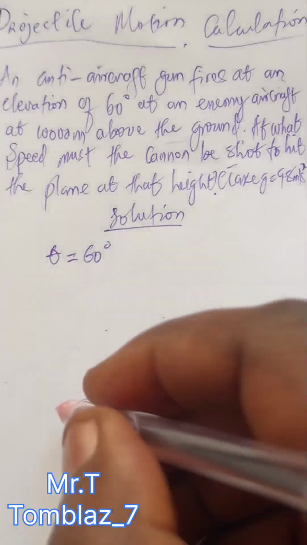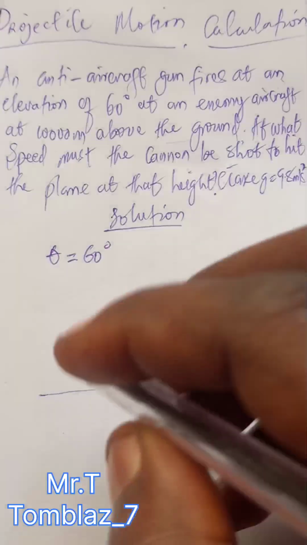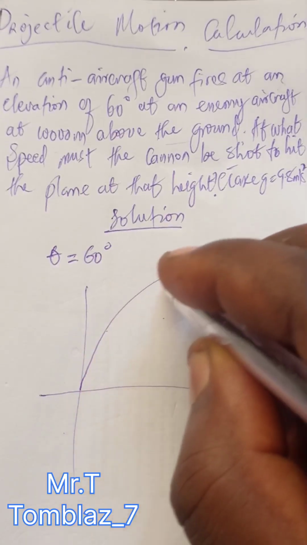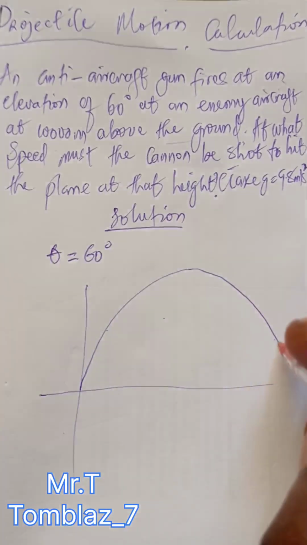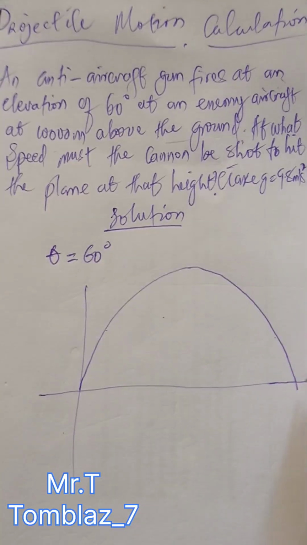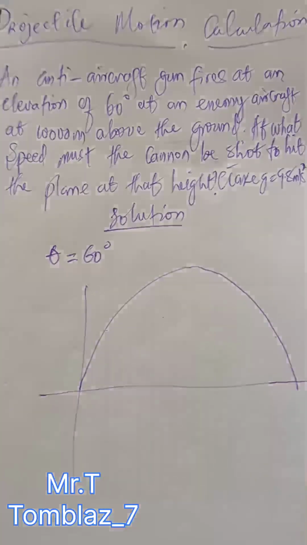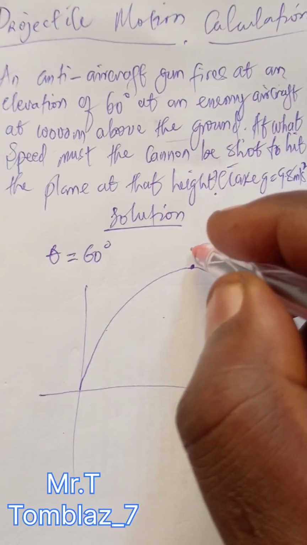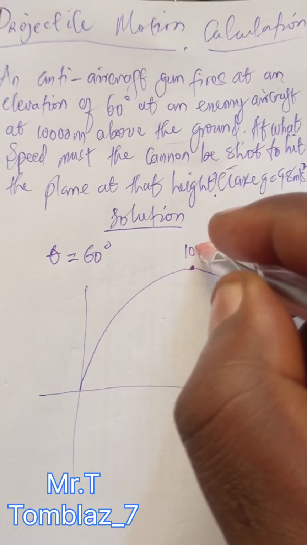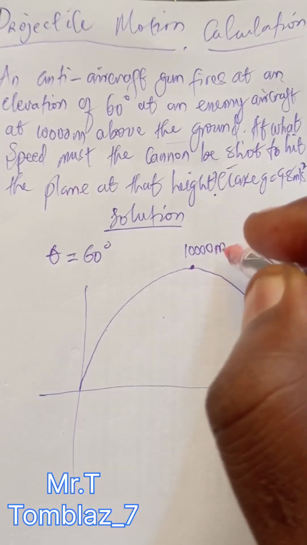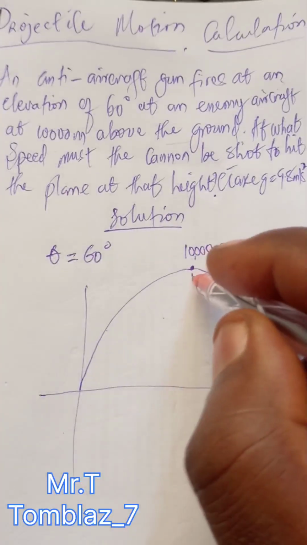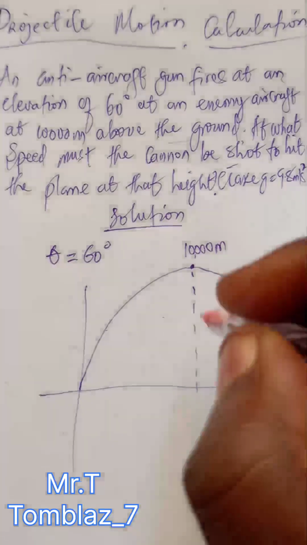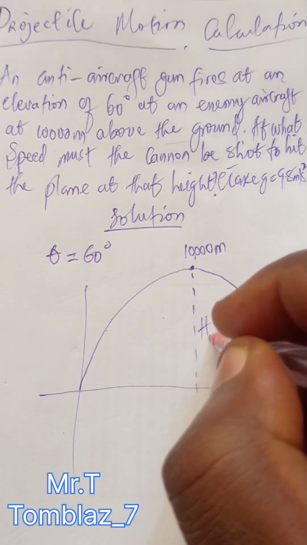So let's say we have our level ground, and it is fired from this ground. In projectile motion, it will land back at its horizontal point of projection. So they say at this point it has 10,000 meters height, and this is the maximum height, so this is H max.